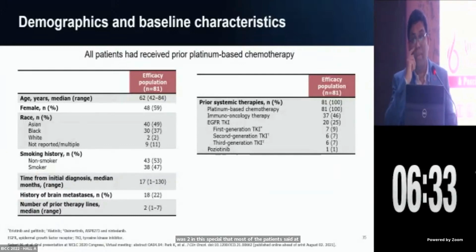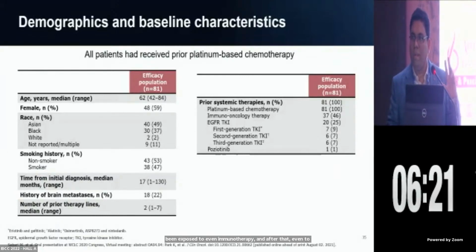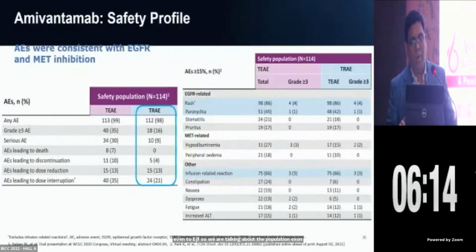And if you look at the previous systemic therapy, nearly all patients are post-platinum, and a good number of these patients have been exposed to even immunotherapy, and after that even to EGFR therapy. So we are talking about an exon 20 insertion population which is bad, and in a setting where quite a few patients are second line or beyond.